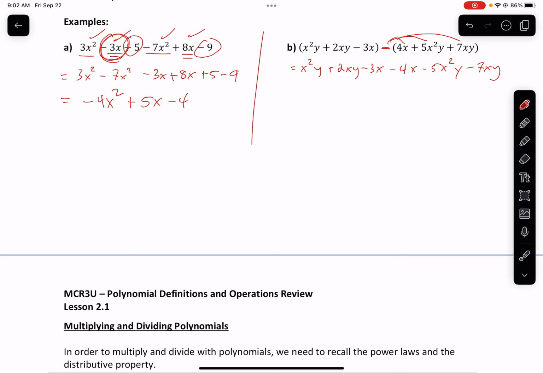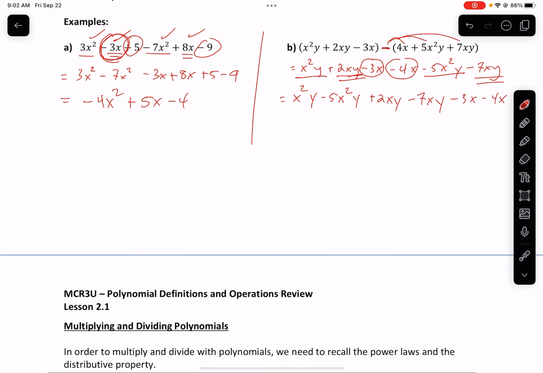So it looks like x squared y, negative 5x squared y. That would be one like term. I'd have 2xy, that'll have 2 lines under it, with negative 7xy, and then a 3x, the negative 3x, you could circle the 2x terms. I'm going to regroup them. X squared y minus 5x squared y plus 2xy minus 7xy minus 3x minus 4x.